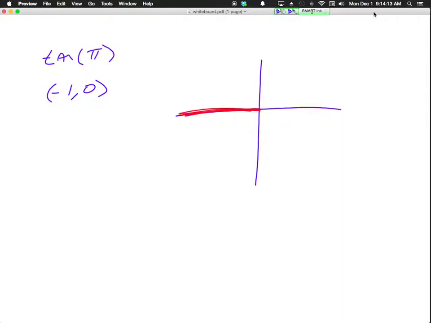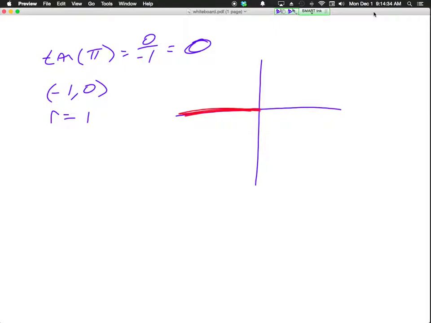And what's R going to be? R is going to be 1. What's the definition of tangent? Y over x. So I take my y value, which is 0, over my x value, and I end up with 0. So tangent of pi is equal to 0.